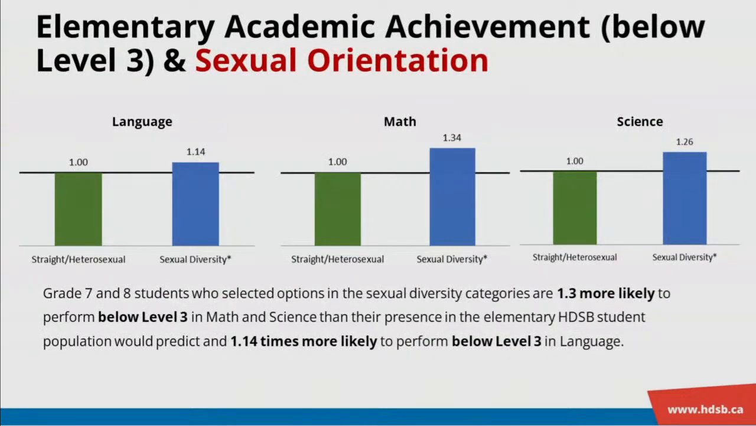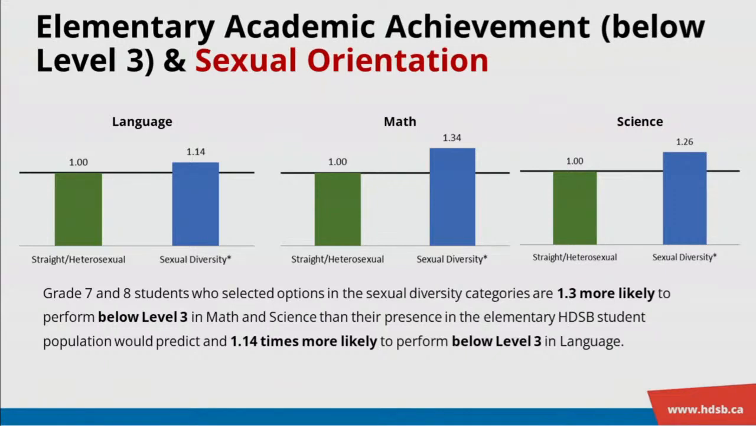When we look at sexual orientation, this was, again, a question that included a number of response options. Just, again, for sake of presentation, we have grouped those categories as sexual diverse. The green represents students who identify as straight and heterosexual. So for those students, they're actually quite at par.